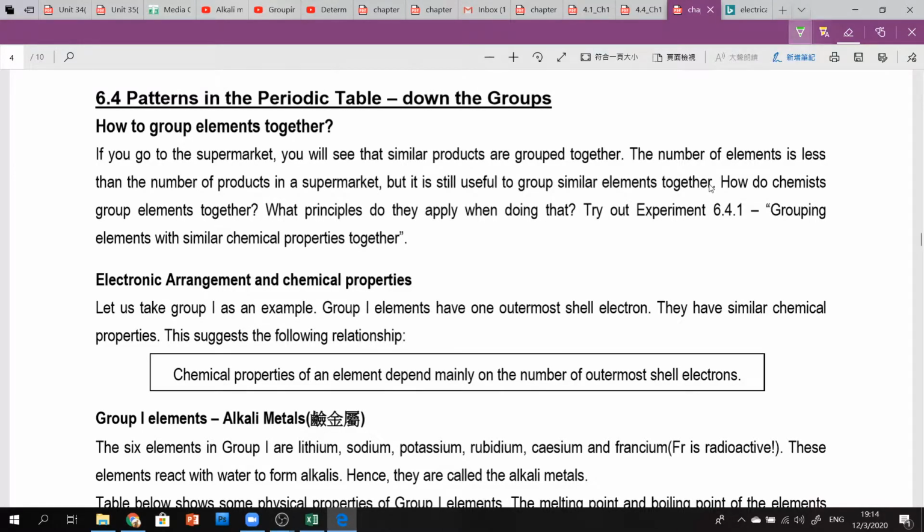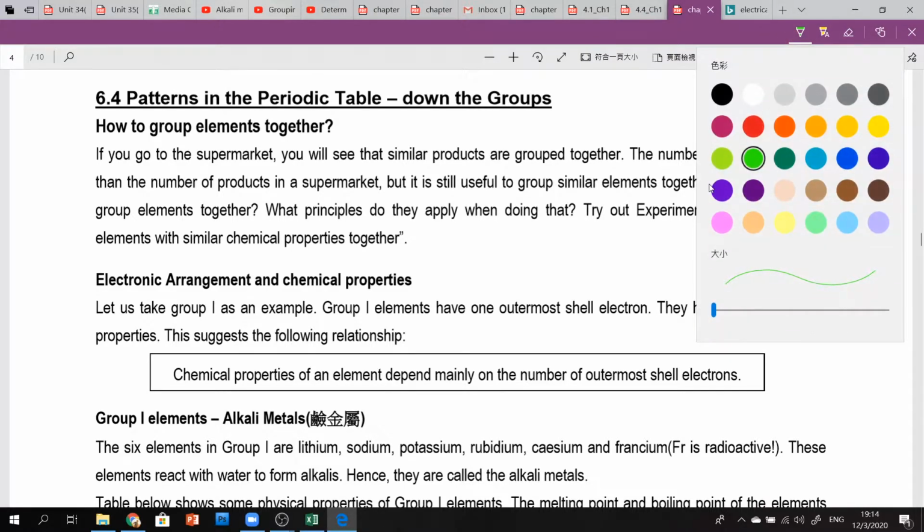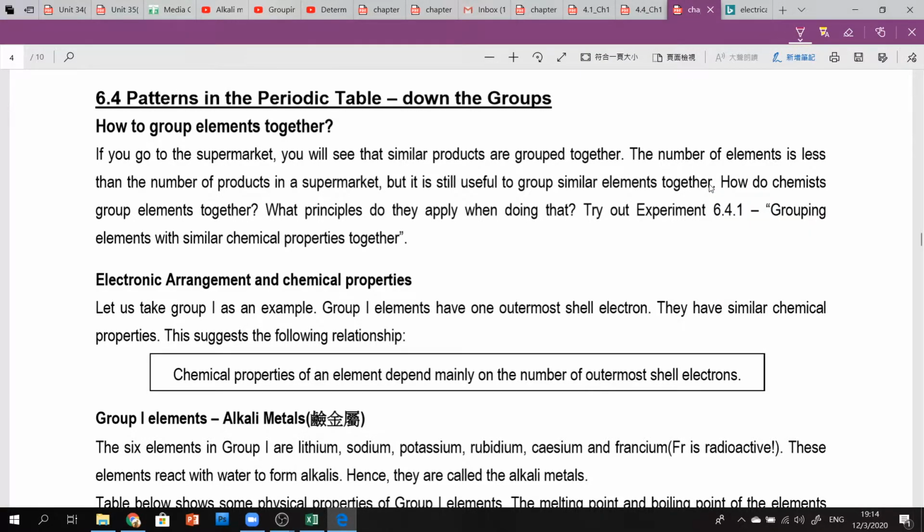Okay, so in this video, we are focusing on down the group. We would like to take a look at the patterns in the periodic table down the group. In the last video, we talked about across a period, which means looking horizontally, and down the group means looking downward.